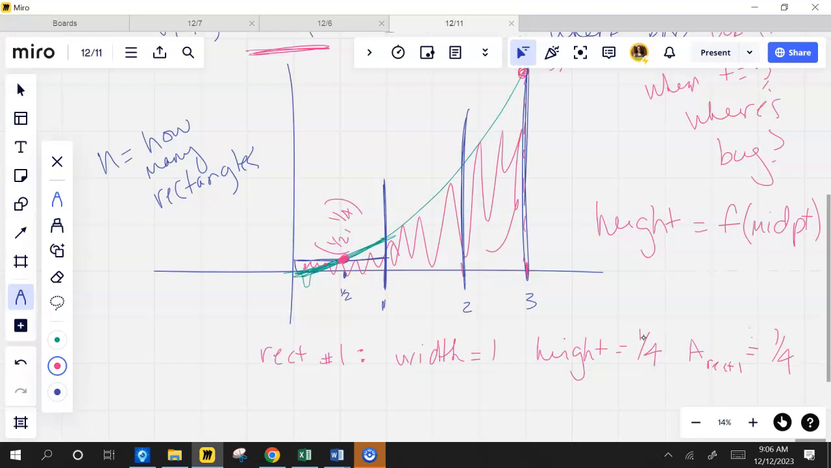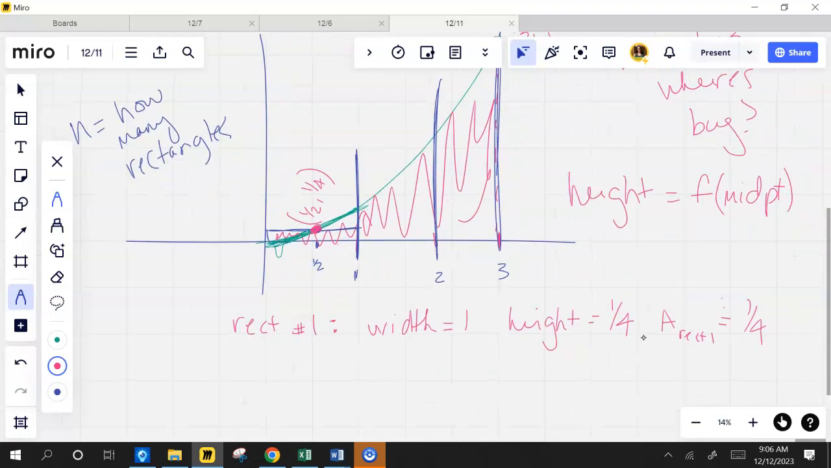All right, look at rectangle number 2. Again, my width is going to be 1. It's always going to be 1. I made sure they were equal intervals. What's halfway in between 1 and 2? 1.5, 3/2, any of those work? What is my height going to be? This point is 3/2, 9/4. That's my height, right?